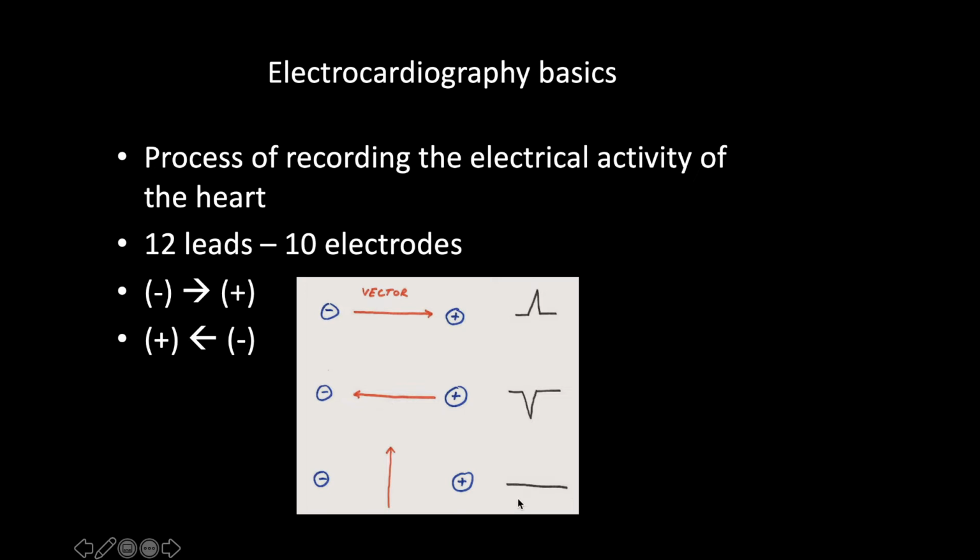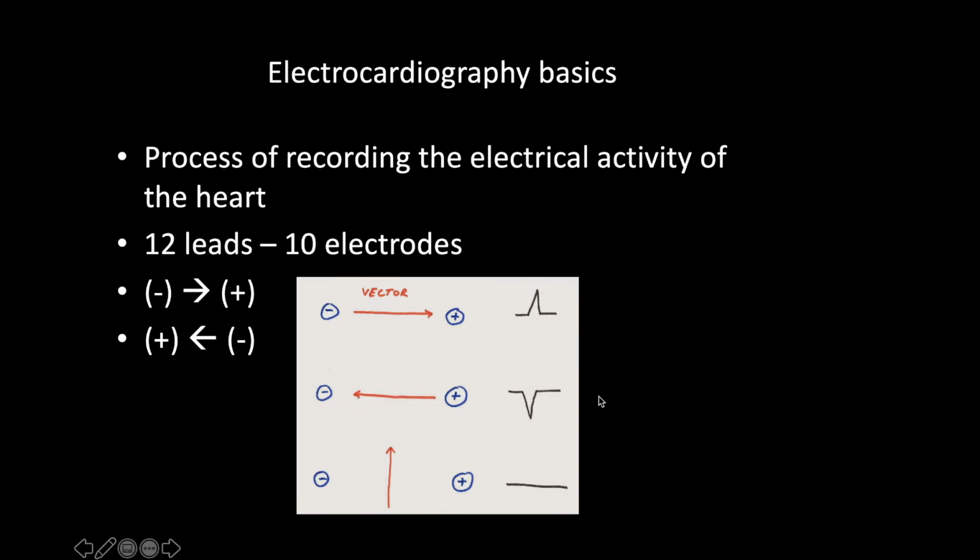And also to note, I'm only talking about a wave of depolarization. It's completely different with a wave of repolarization, because a wave of repolarization would be the exact opposite. So if it was a wave of repolarization, which is negative energy, traveling towards the positive electrode, there would be a negative deflection. And if the wave of repolarization was traveling away from the positive electrode, well, there would be a positive deflection.